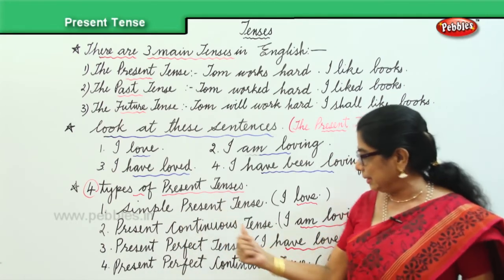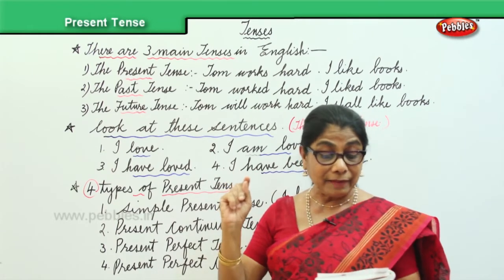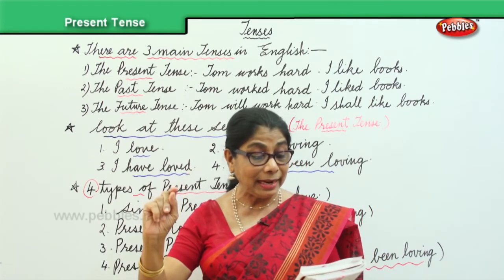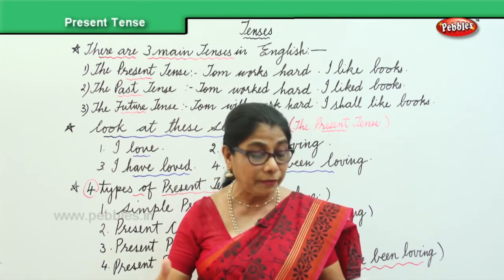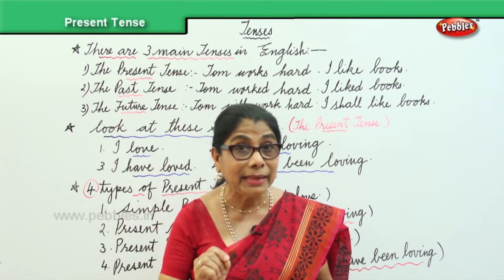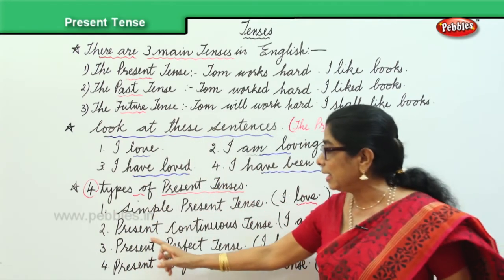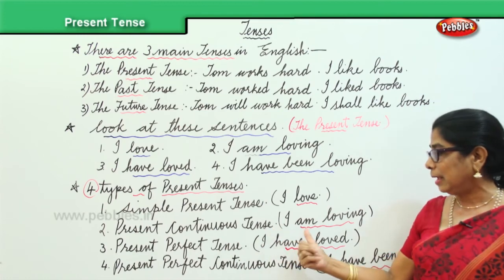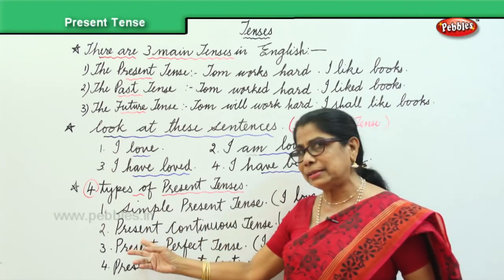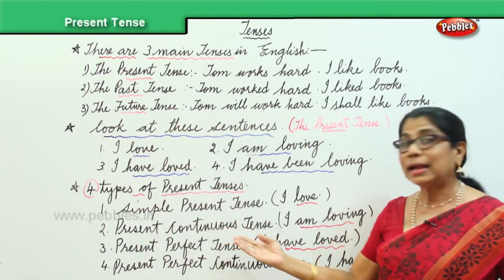Let's look at the second sentence. I am loving. In the second sentence, we have the verb am loving. What did I say? The action here, am loving, is going on and it is continuous. It's incomplete, it's unfinished, and continuous. And therefore we say it's present continuous tense. Am loving, it's going on. Therefore we say present continuous tense.